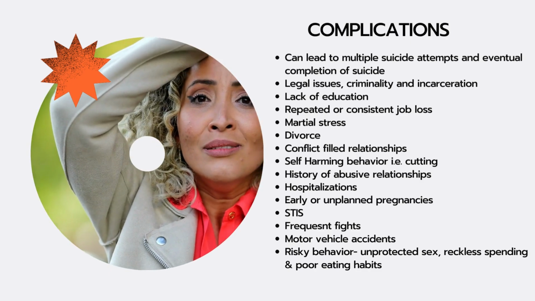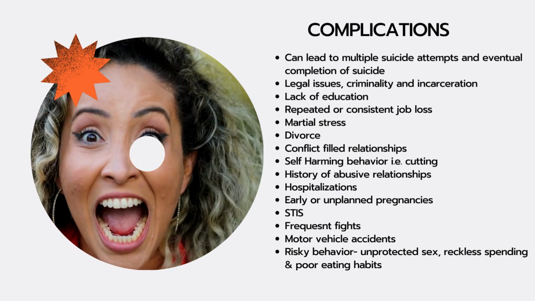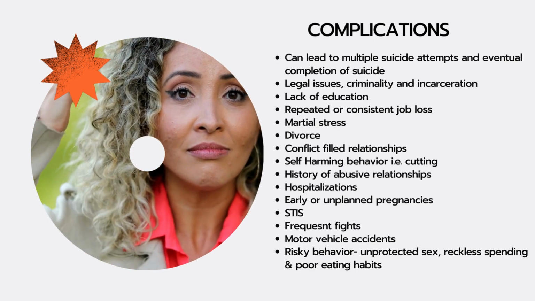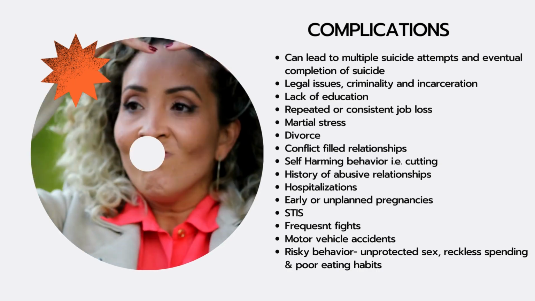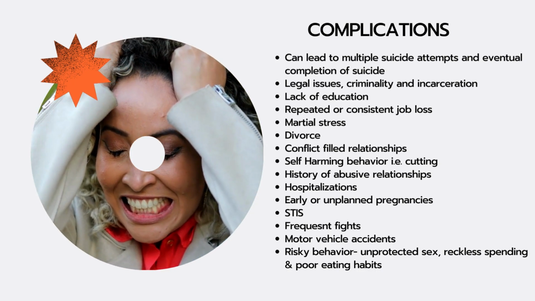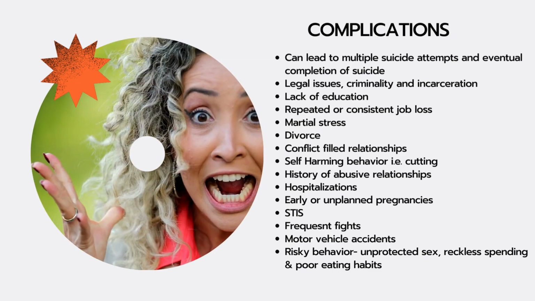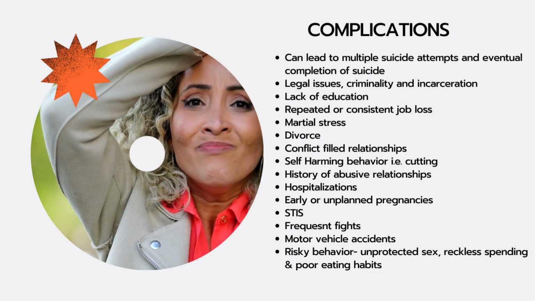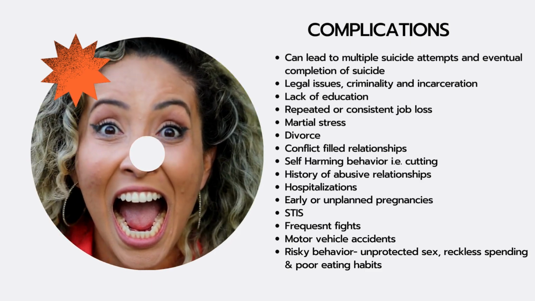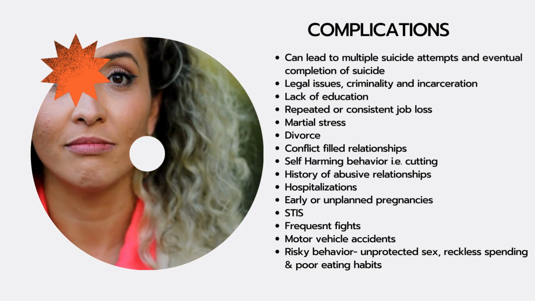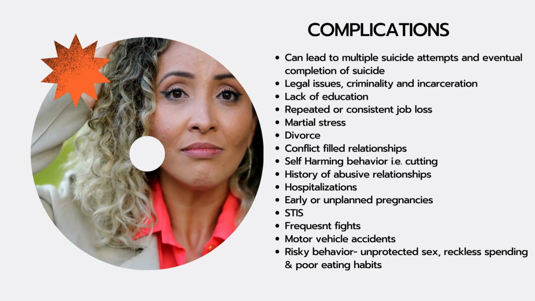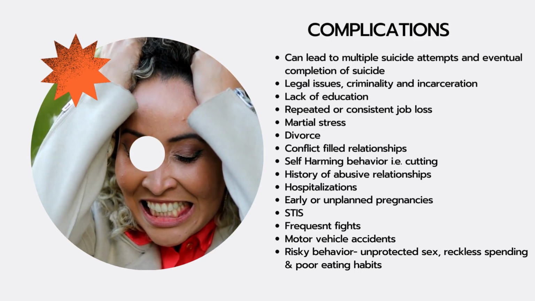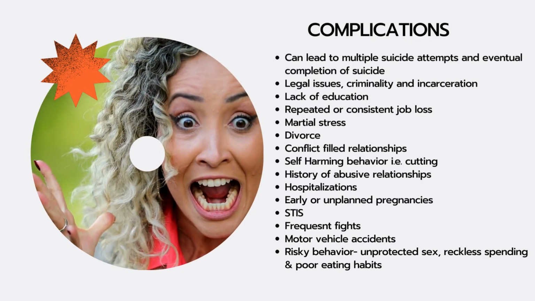Often, people with borderline personality disorder are unlikely to finish school. So, often they drop out early or just do not complete post-secondary education and sometimes high school. But there are instances of people with borderline personality disorder that are very successful in school. But those people also experience extreme stress while attending school. Also, there's often repeated or consistent job loss. There's often marital stress and divorce.